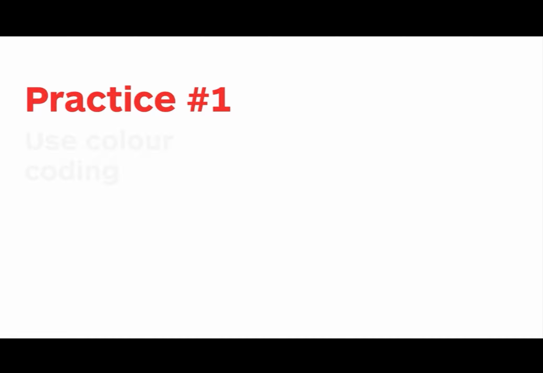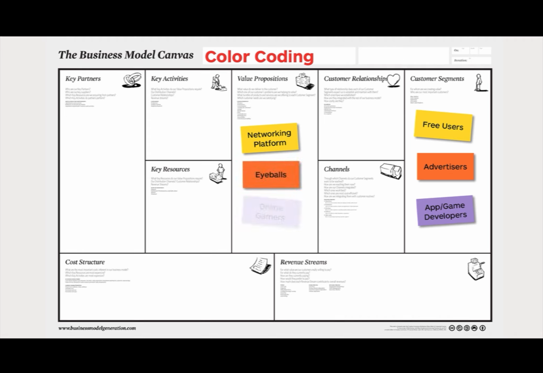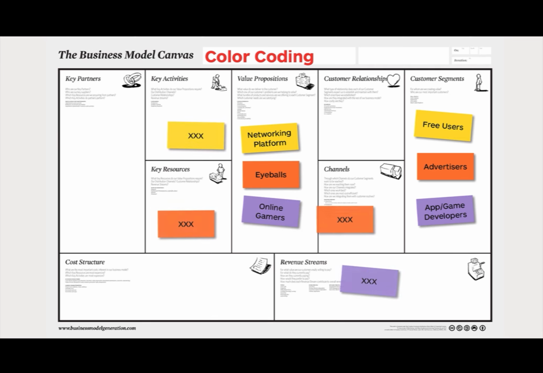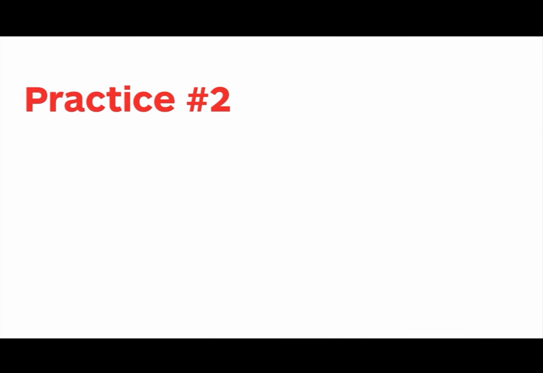Practice number 1. Use color coding, but not like before, but with a system. So let's say you have a networking platform that's targeting free users, and you have 2 other customer segments, advertisers and app developers. Well, you could color code the different segments with a different color, and then color code every element related to those customer segments accordingly. Now, that's going to help you to sketch out a business model with a very, very clear meaning, and you're going to understand what is related to each segment. You can use color coding for other elements as well, but make sure you want to say something with your color coding.